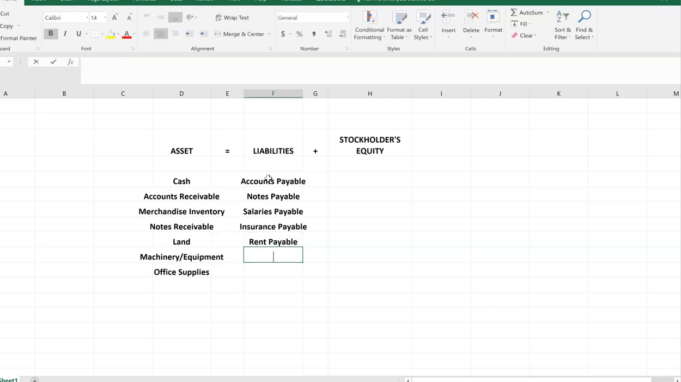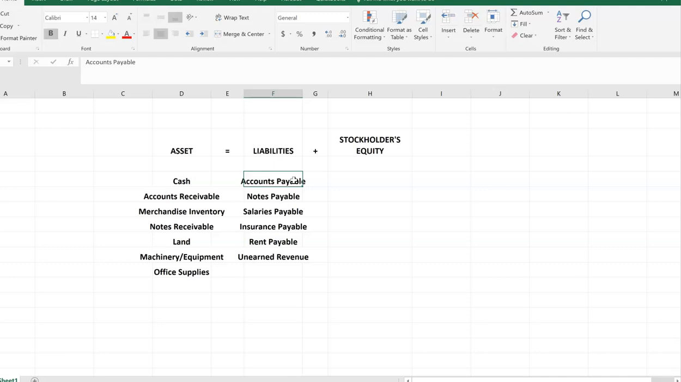There's so much. Here's one without the word payable. Unearned revenue is one of those outliers where it doesn't have the word payable, but it is in fact a liability, and we're going to focus on that a lot as well. So these are all accounts payables, the bills that came in.